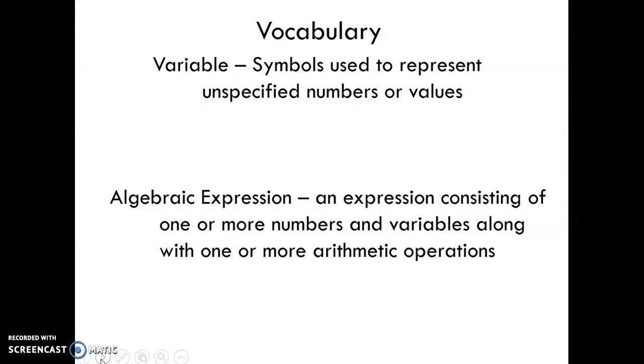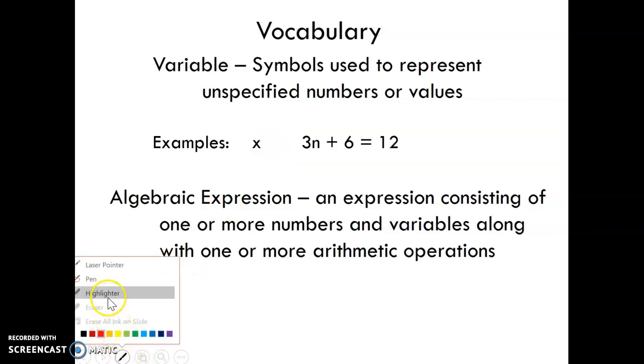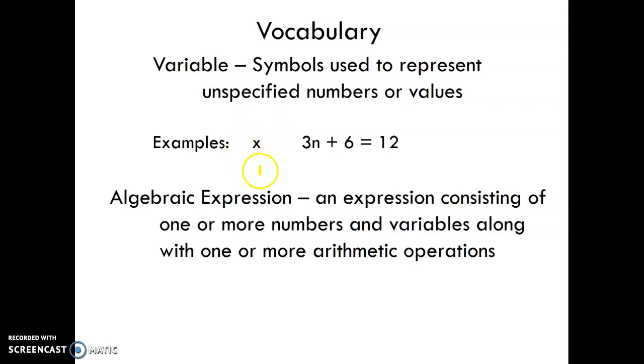Okay, so some vocabulary. A variable is a symbol used to represent an unspecified number or value. That is, a value or an unknown amount. In this example, x here is considered a variable. It is by itself. Or we have this equation, 3n plus 6 equals 12, and the variable is, you guessed it, the letter n. Again, x and n are variables. They represent an unknown or unspecified number or value.